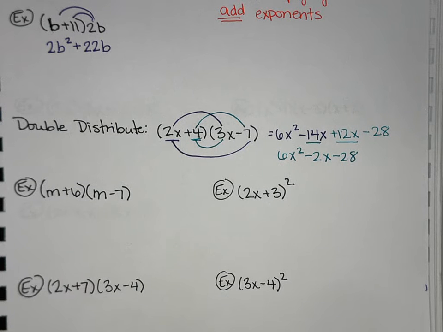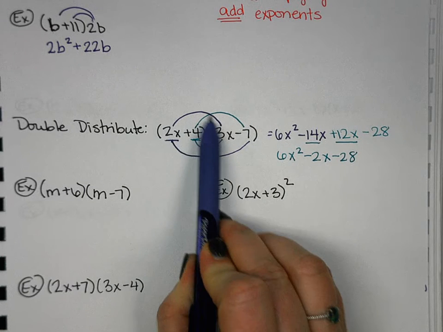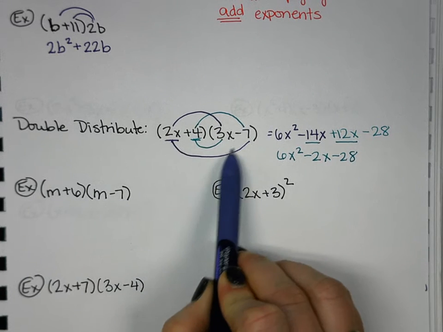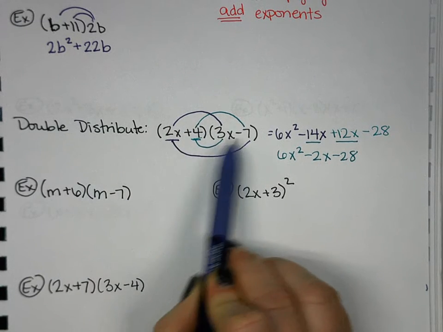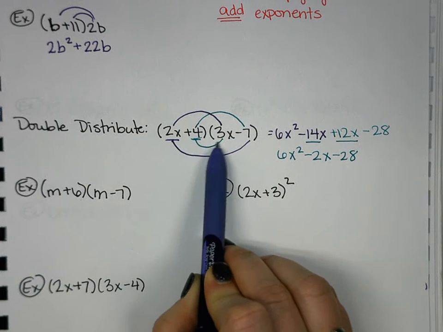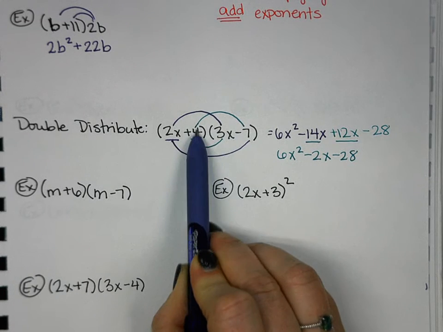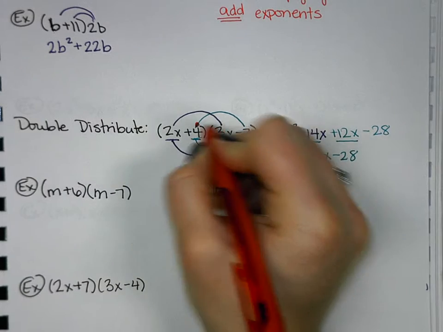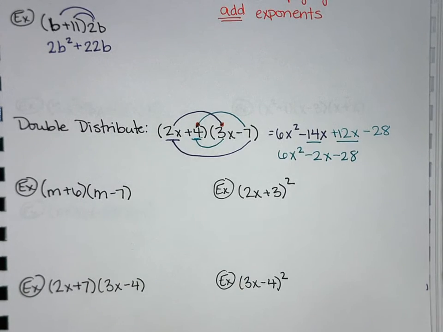Okay, some people like to use the acronym FOIL. Has anyone heard that one before? FOIL, it's first, outer, inner, last. So you multiply the first two together in each parentheses. Then you multiply the outer two, the inner two, and then the last two. And then if you want, you can draw some eyes, and you have Freddie Foyle. That's how some people like to remember it.